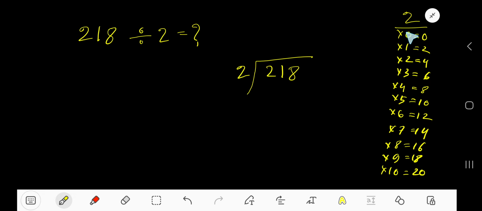To find out the multiplication table of 2, just add 2 to the previous step. 0 plus 2, 2. 2 plus 2, 4. 4 plus 2, 6. 6 plus 2, 8. 8 plus 2, 10. 10 plus 2, 12. 12 plus 2, 14. 14 plus 2, 16.